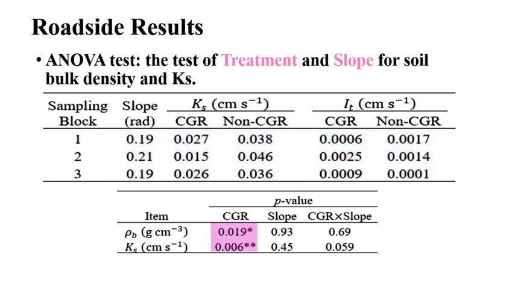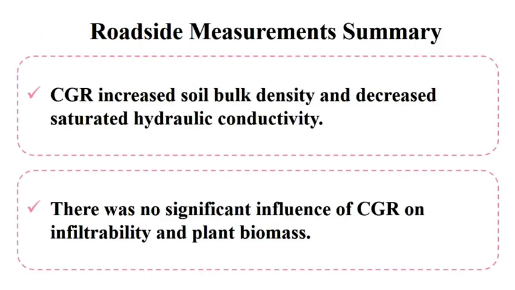Okay, let's look at the p-value. We can see here, slurry has a significant effect on soil bulk density and saturated hydraulic conductivity. However, slope and the interaction of slurry and slope do not have significant effects on the soil bulk density and saturated hydraulic conductivity. To summarize, CGR can increase soil bulk density and decrease saturated hydraulic conductivity from our roadside experiment, and there was no significant influence of CGR on the infiltrability and the plant biomass.